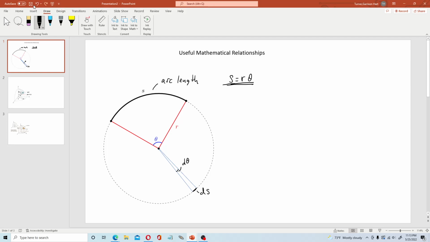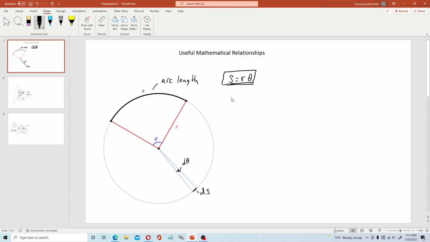I apologize. So S is equal to R theta. And if I have a very small sliver of angle, okay, so I haven't changed my R at all, but I have an infinitesimally small sliver of angle, then this is going to subtend an infinitesimally small arc length ds. And you can see the relationship that would hold here.